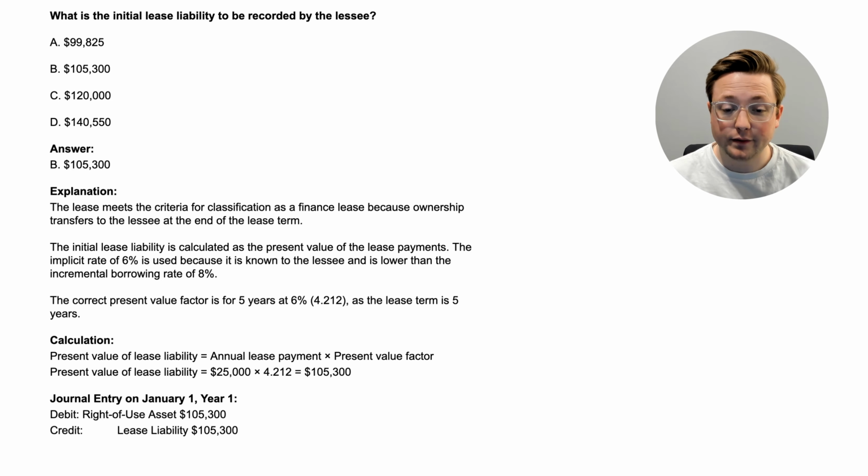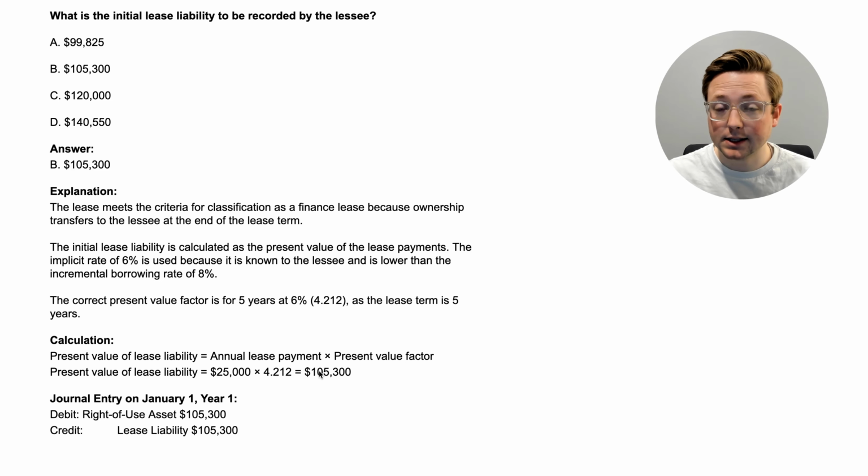If it's not lower than the incremental borrowing rate, you use the incremental borrowing rate, although usually it is lower. The correct present value factor is for 5 years at 6% because that's the lease term. The useful life was 6 years, but the lease term is 5 years, so we use 5 years. So the present value factor of 5 years at 6%, which is again the implicit rate, is 4.212. So we use that to calculate the present value of the lease liability. We take the annual lease payments of $25,000, multiply it by 4.212, and that gives us $105,300.